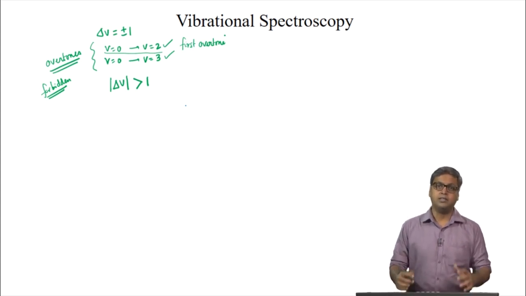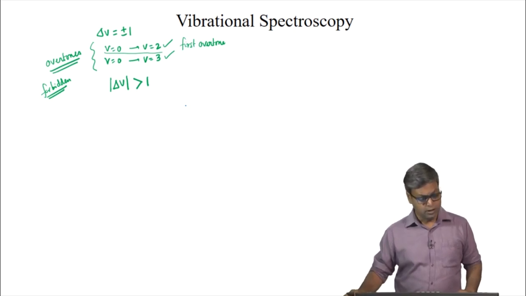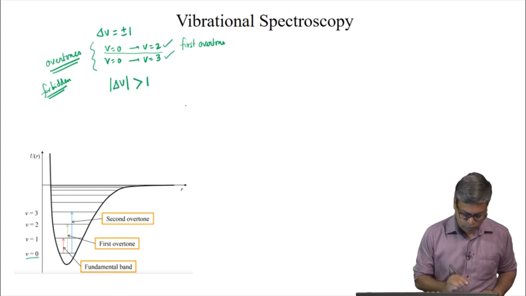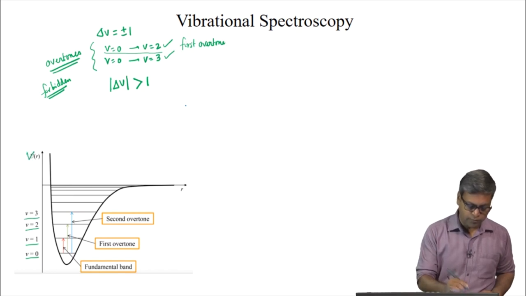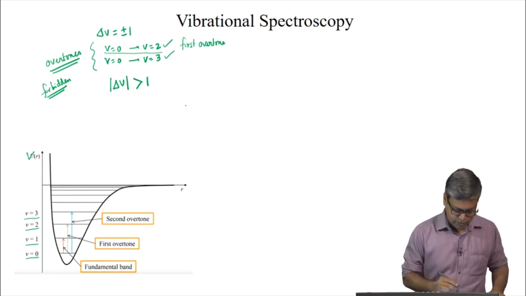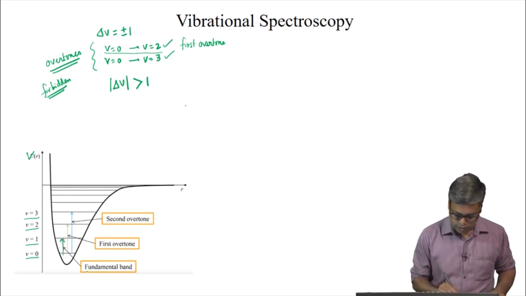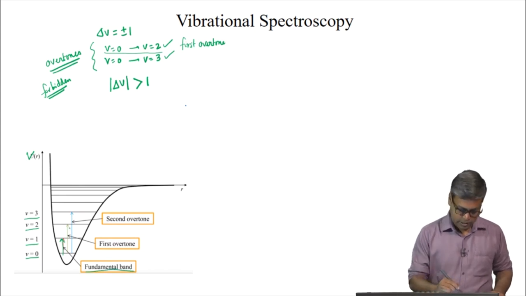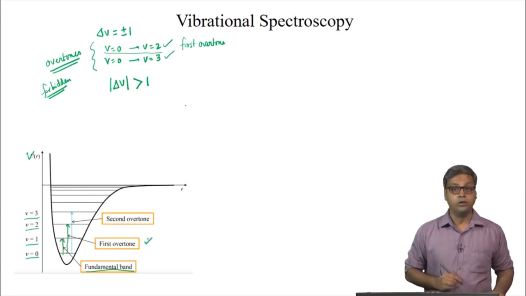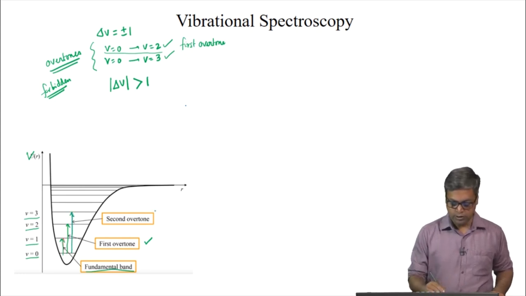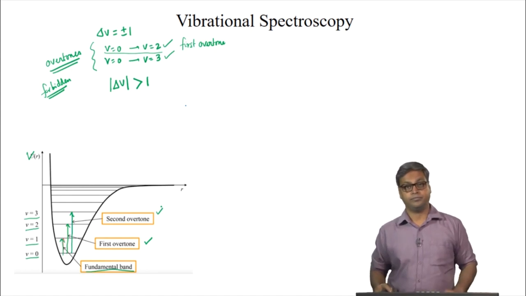So, now let us try to visualize these transitions. As you can see, we have V equals 0, V equals 1, V equals 2, V equals 3. We are plotting V of R here, and we see the transition from V equals 0 to V equals 1 is the fundamental band. From V equals 0 to V equals 2 is the first overtone, and from V equals 0 to V equals 3 is the second overtone.